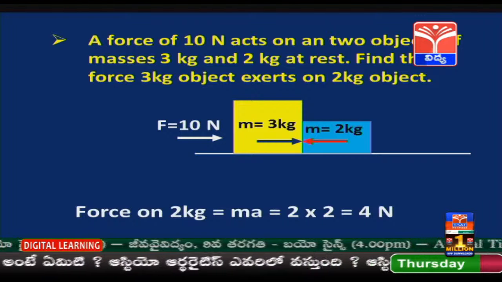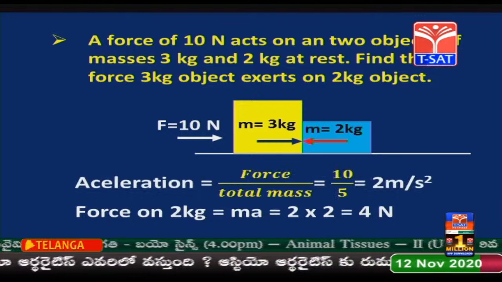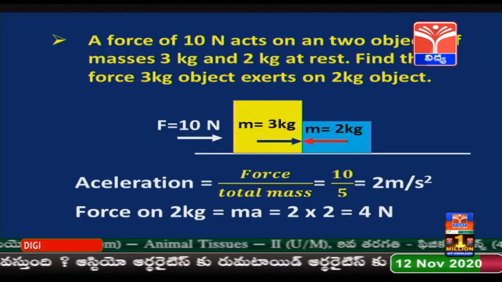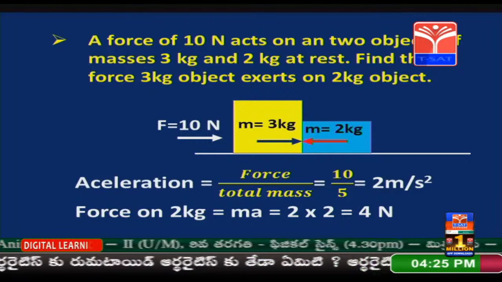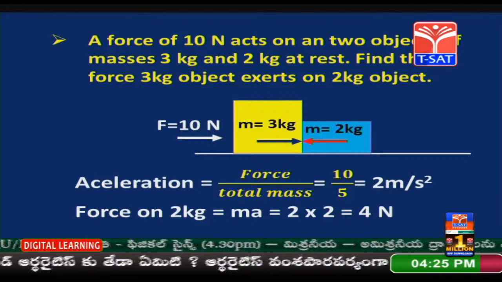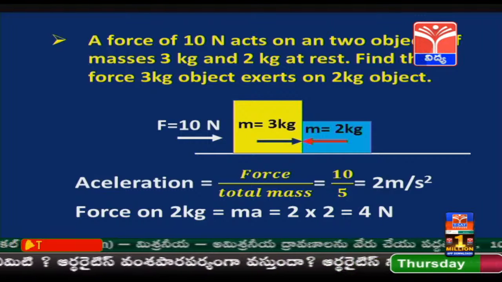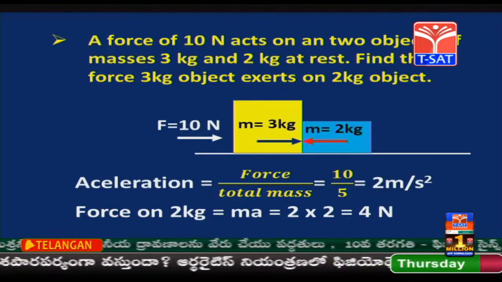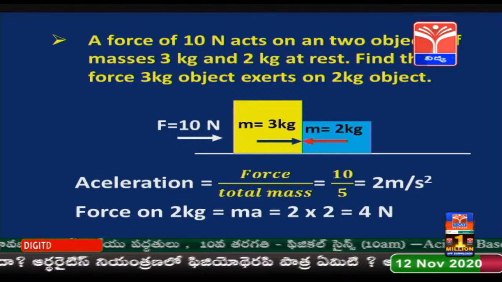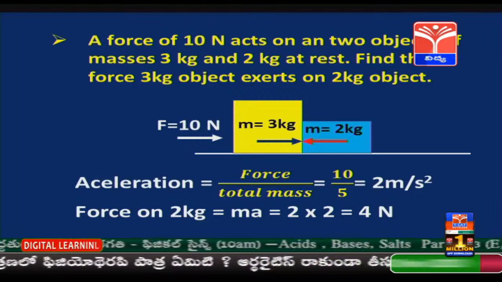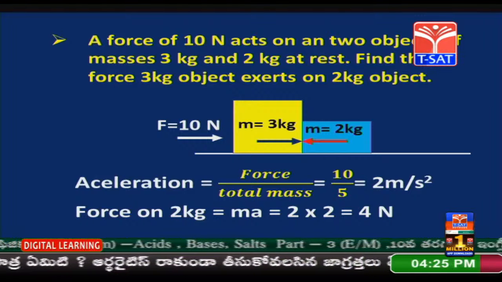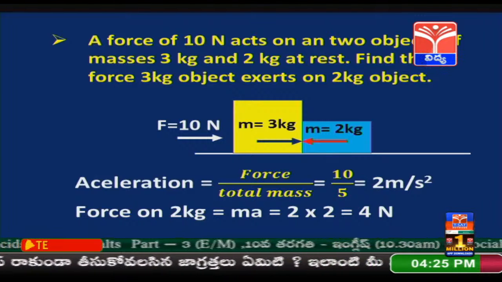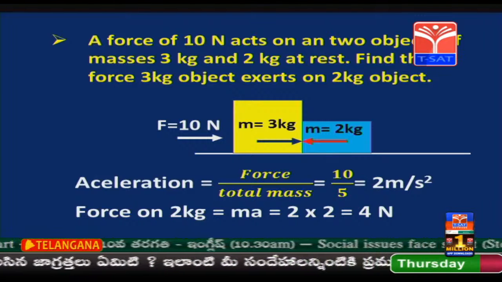To find out the force, we need to find out the acceleration, that is force divided by total mass. Force is 10 Newton, the total mass is 3 kg plus 2 kg, which is 5. So, acceleration is equal to 2 meter per second square. Force on the 2 kg is equal to ma, which is 2 times 2, which is 4 Newton.